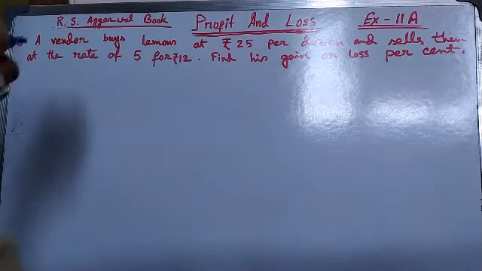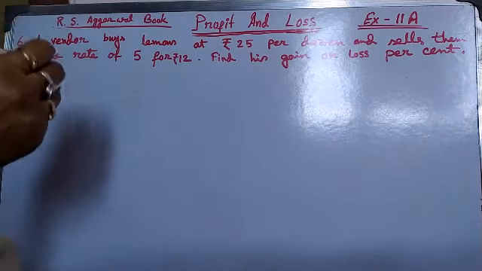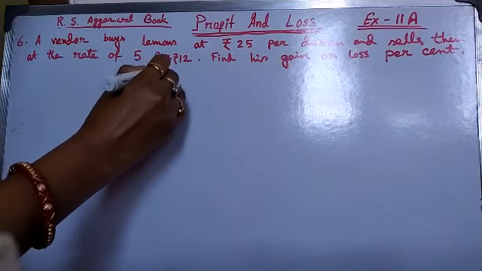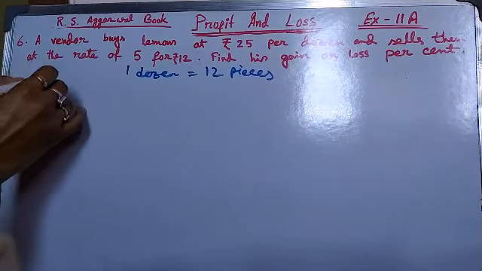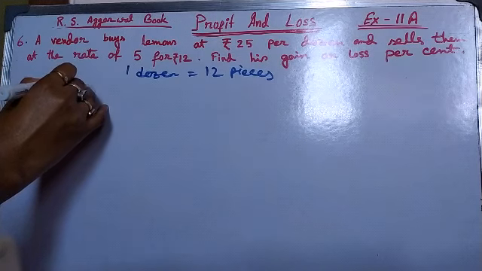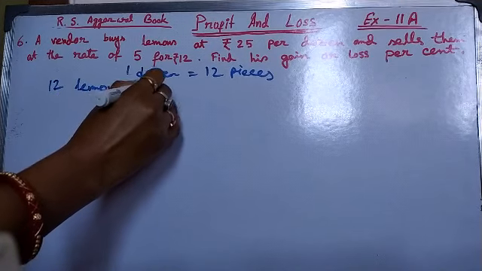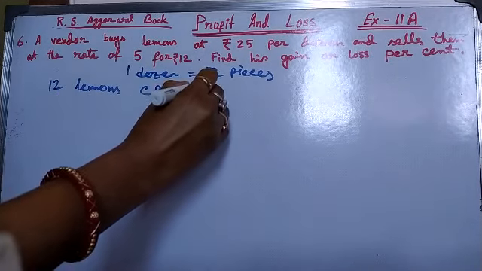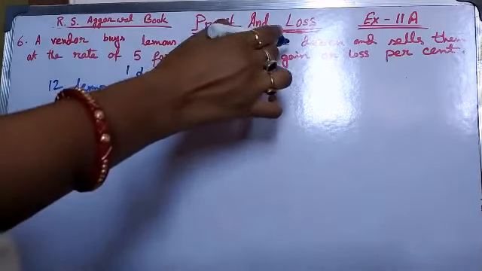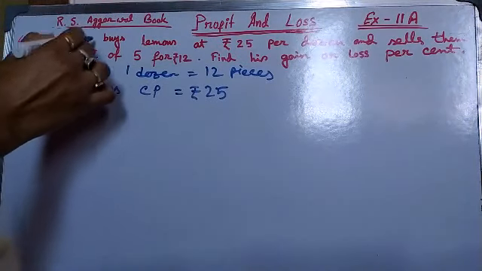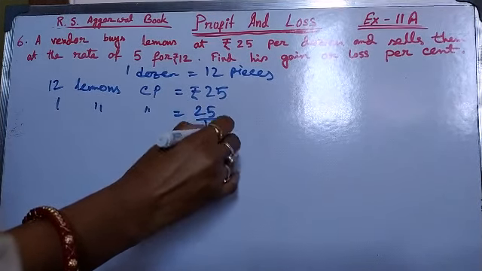So we have to find this CP and this SP for the same unit of lemons. That means first of all, 1 dozen means 12 pieces. So here 12 lemons CP equal to rupees 25. That is given. Rupees 25 is the cost of a dozen lemons, and that is the CP. So 1 lemon's CP is 25 by 12.